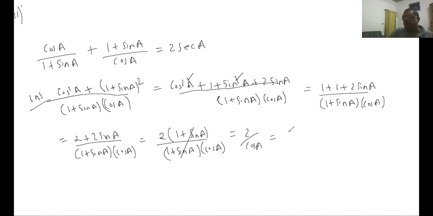And we know that 1 upon cos is sec. So this can be replaced with 1 by cos. And 1 by cos is sec. So we get 2 sec A. And this is what we wanted to prove. So we get a RHS. So this is clear, I hope, that we have solved the LHS and we've got the RHS. Then we go on to the third sum.